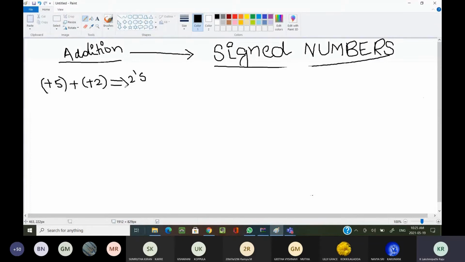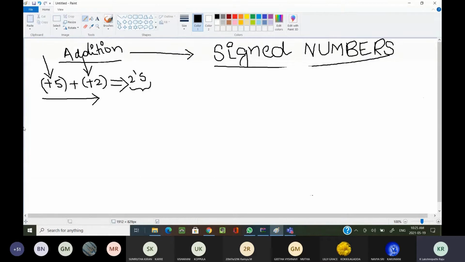Now perform addition of these two numbers by using twos complement representation. Now, here, if you observe the expression I have written, clearly I have mentioned the sign. Both the numbers are positive numbers. Why? Because clearly I have mentioned the sign.